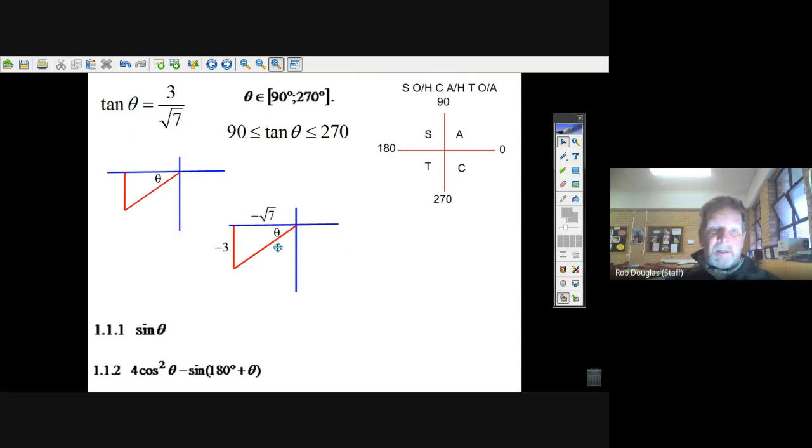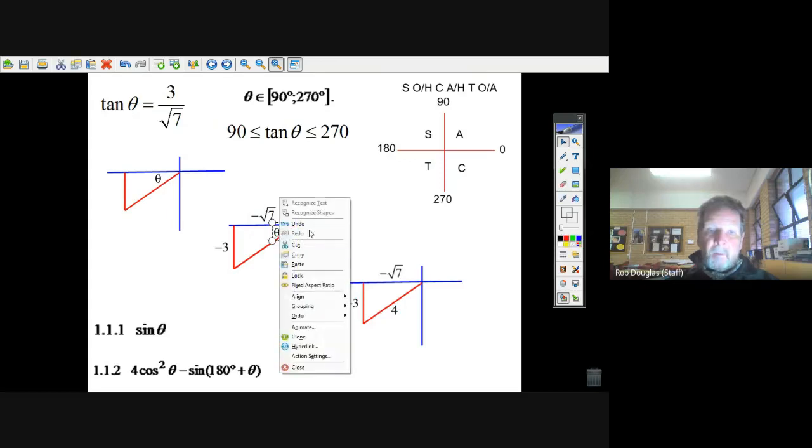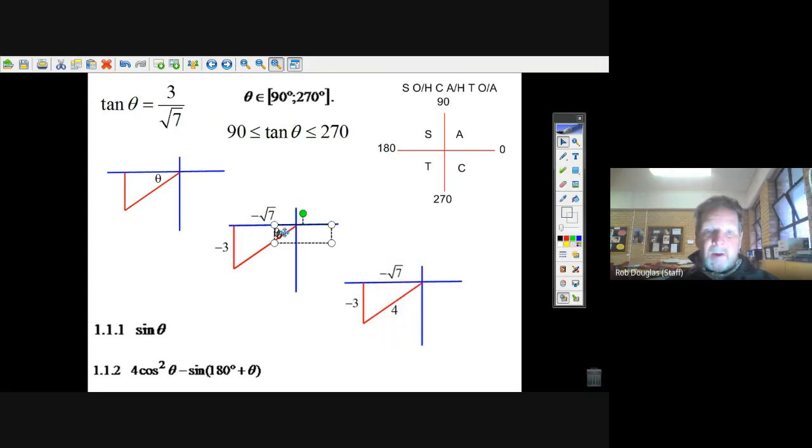The next step is to use Pythagoras to figure out the hypotenuse. All you do is square minus 3 and minus root 7, add them, and take the square root. Minus 3 squared is 9, minus root 7 squared is 7, and 9 plus 7 is 16. When you take the square root, you get 4. Now we've got a triangle with the hypotenuse and all the sides.